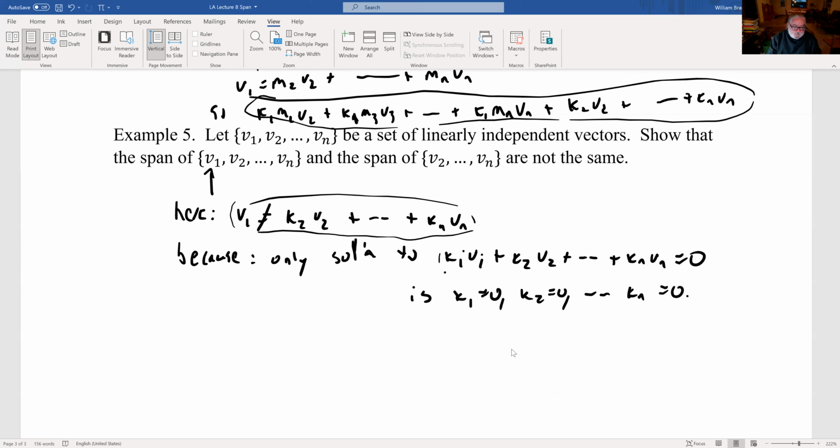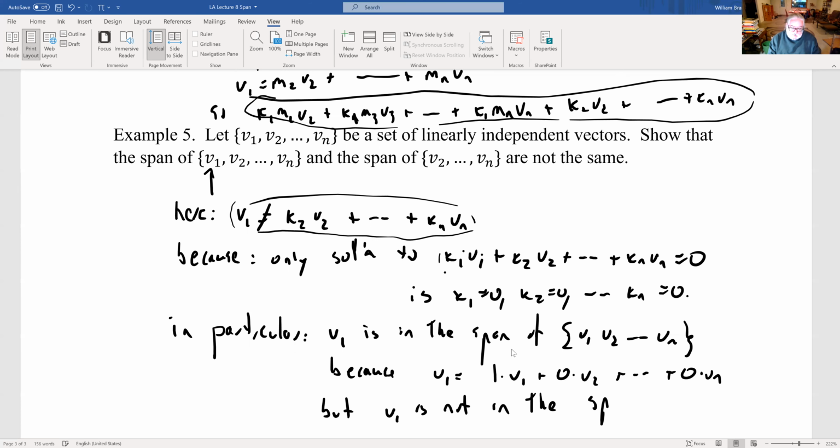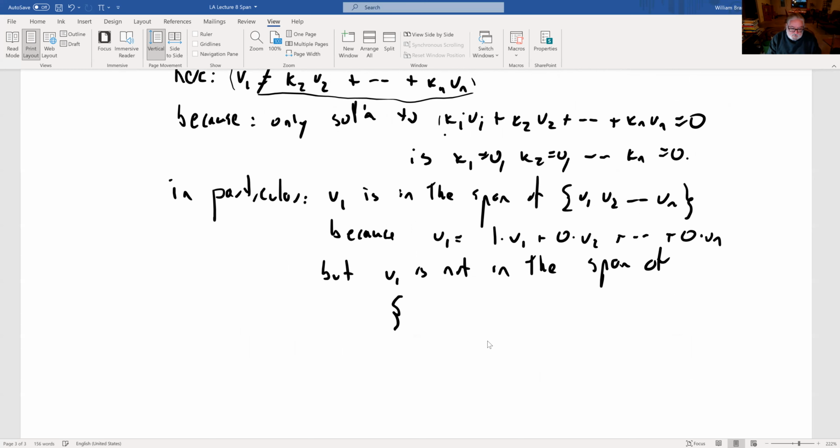So in particular, V1 is in the span of V1, V2, dot dot dot, Vn, because V1 equals 1 times V1 plus 0 times V2 plus dot dot dot plus 0 times Vn. So it's a linear combination of those, but V1 is not in the span of V2 through Vn. And in a sense, it's the best thing we can do. If we want to know what a span is, we want to find a linearly independent set that has that span.